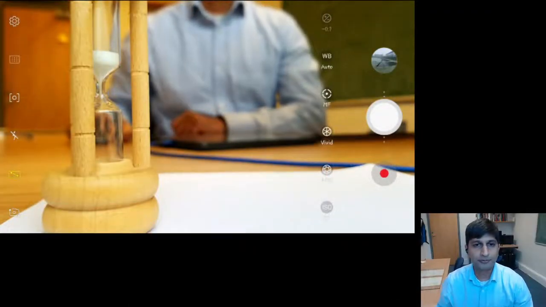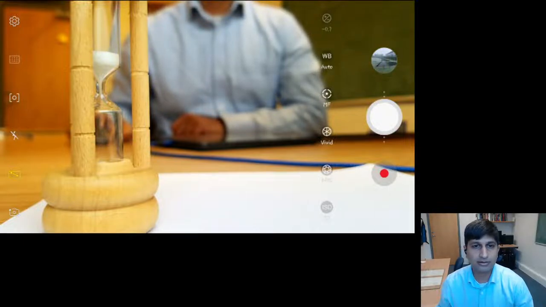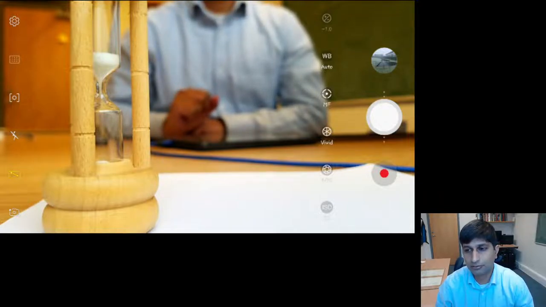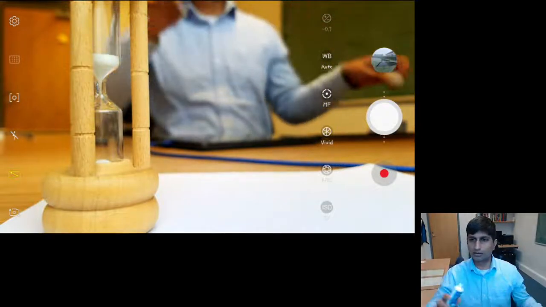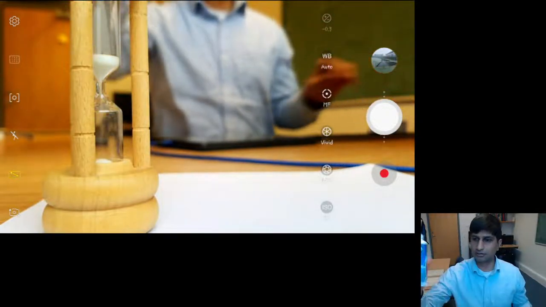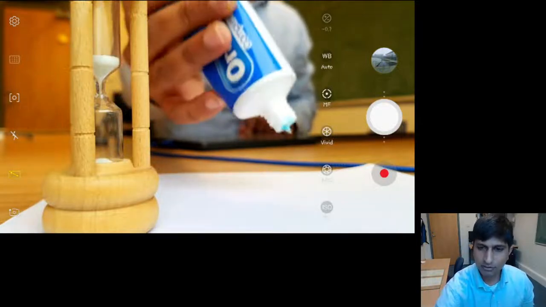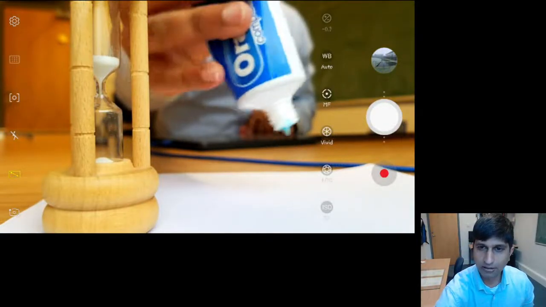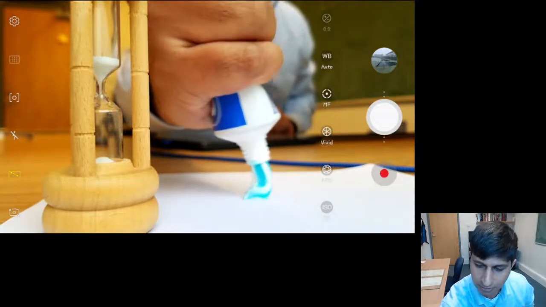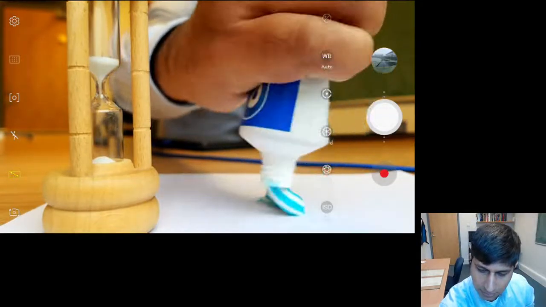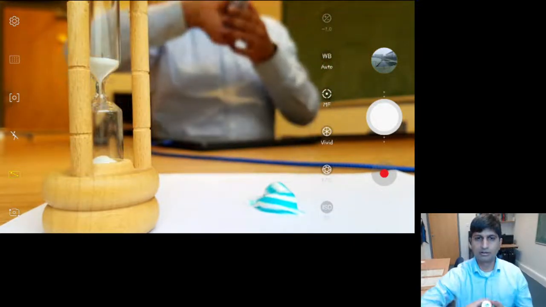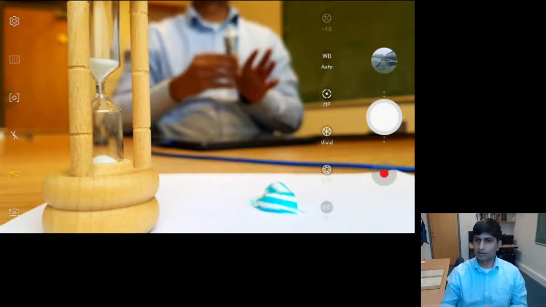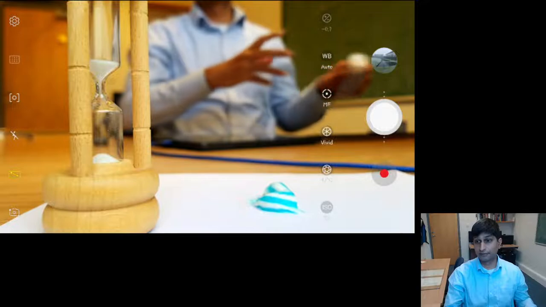For example, the sand in this sand clock is clearly flowing from the top chamber to the bottom chamber. Is that a fluid or is that not a fluid? In addition, I have here toothpaste. Toothpaste normally doesn't flow, but if I squeeze on the tube containing the toothpaste, you can see that the toothpaste came out of the tube, and in the process it did flow.